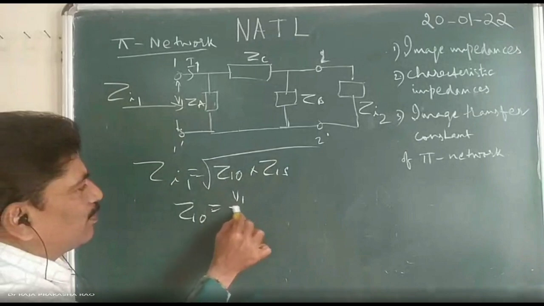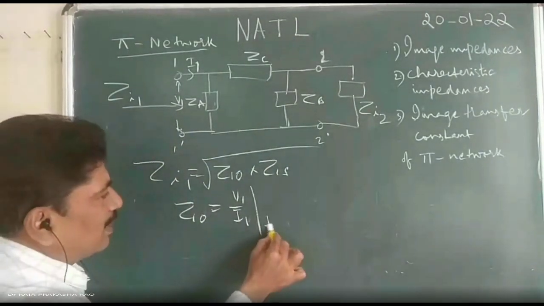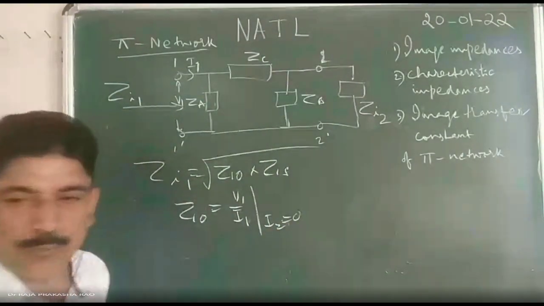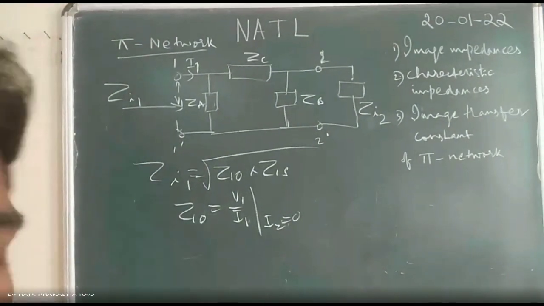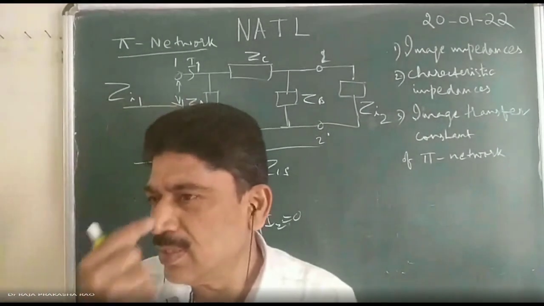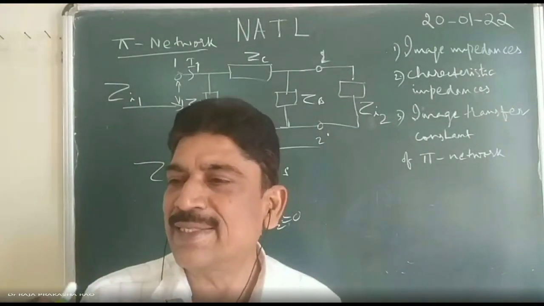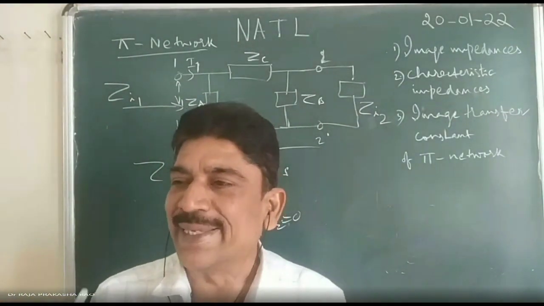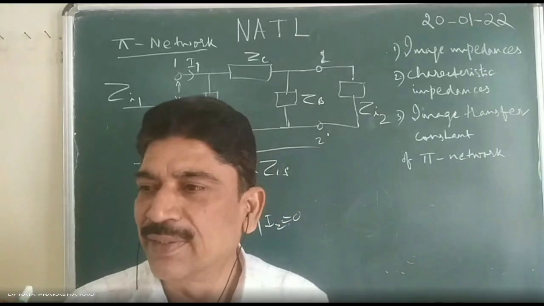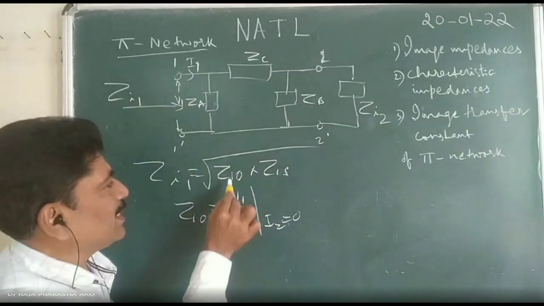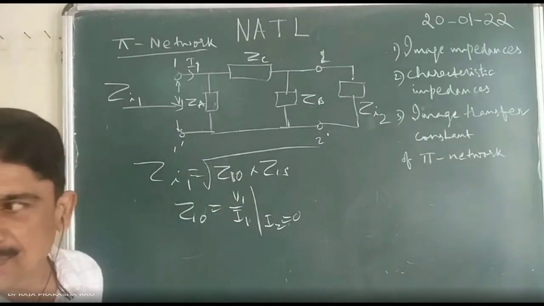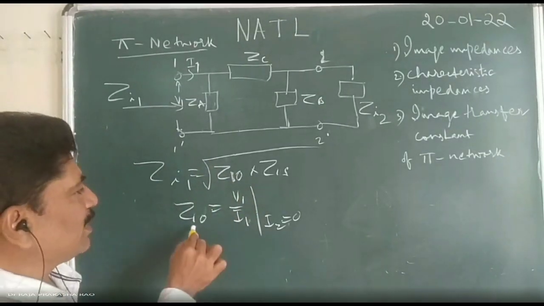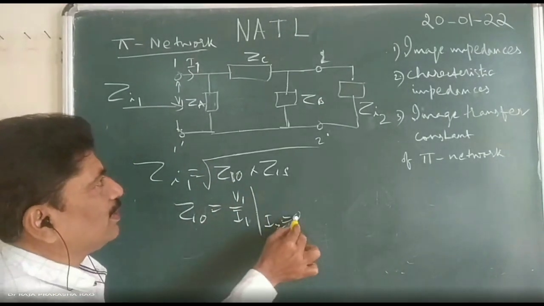Z10 is V1 by I1 when the second port is open, that is I2 equal to 0. Have you understood, students? Z10 means the second port is open. S means the second port is shorted. The 1 represents that we are looking from the first port. Try to understand like that. Z10 is equal to V1 by I1 when I2 is equal to 0.